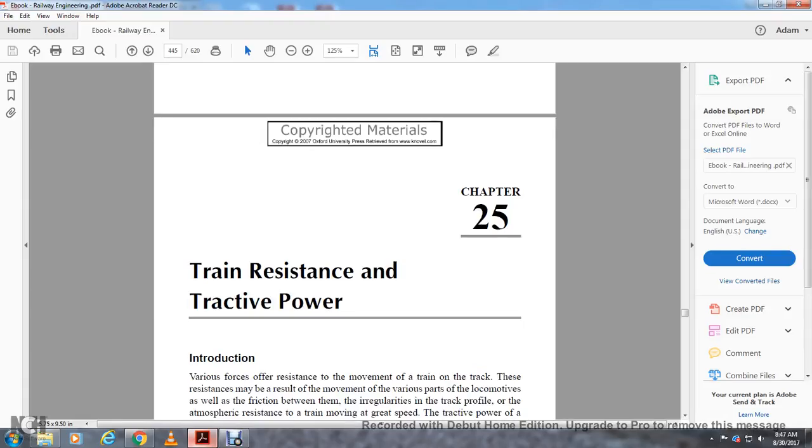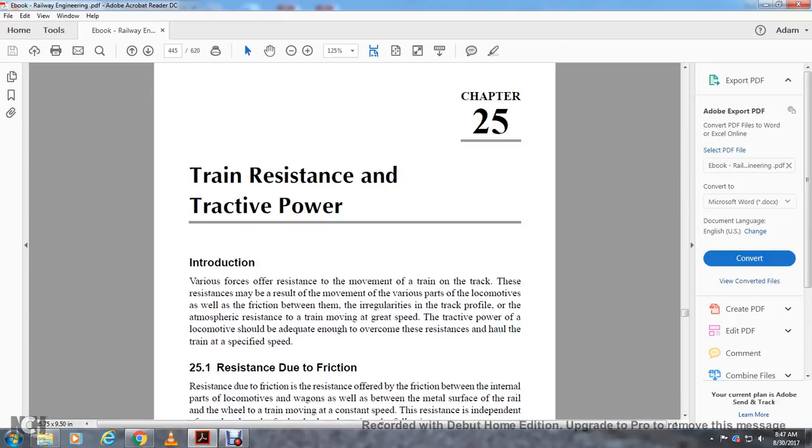Chapter 25, Train Resistance and Tractive Power. Introduction. Various forces offer resistance to the movement of the train on the track.